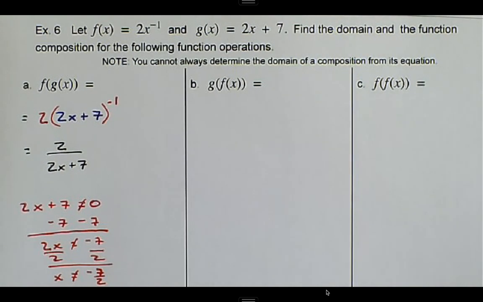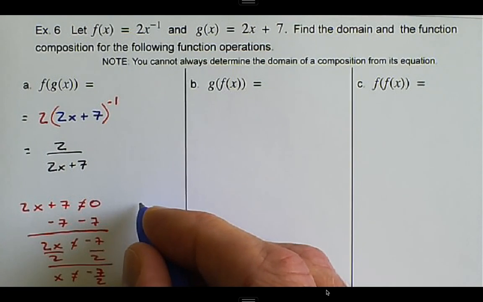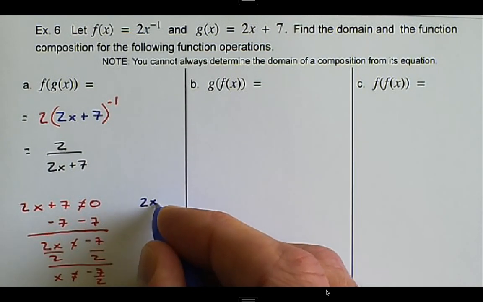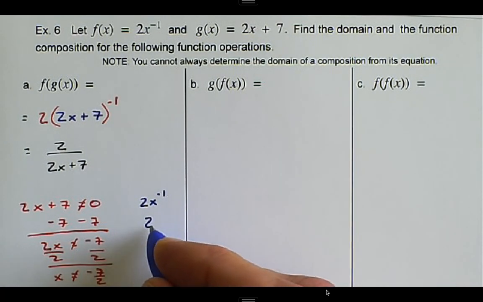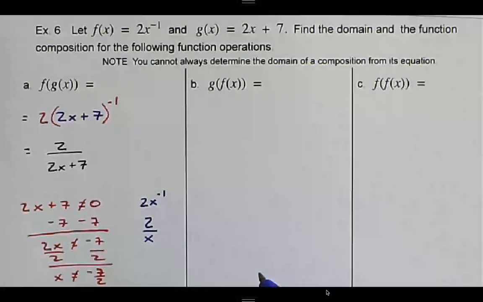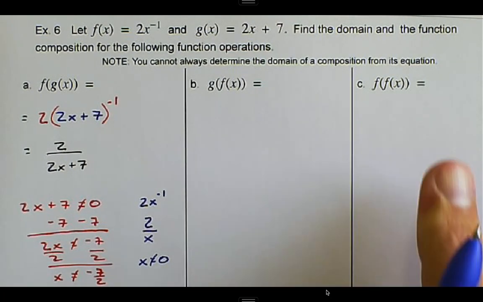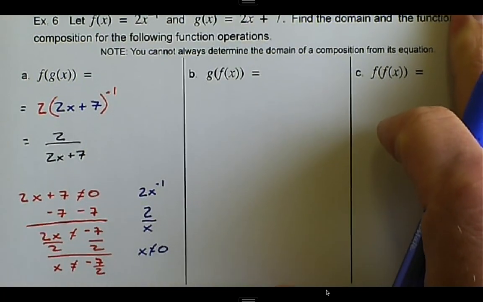Another way that the domain is limited is by the function f of x. f of x says 2x to the negative 1. Well, another way that we can write this is 2 over x. So in this case, we also know that x cannot equal 0. So those are two things that limit the domain for part A.